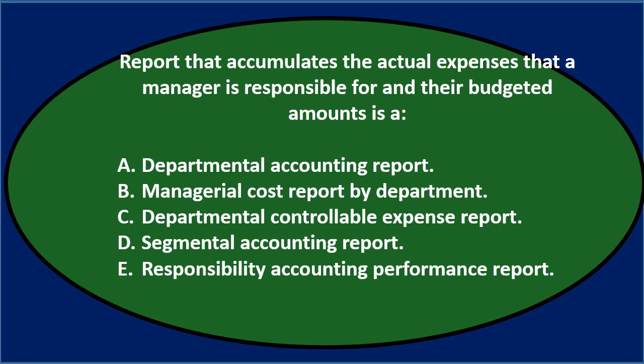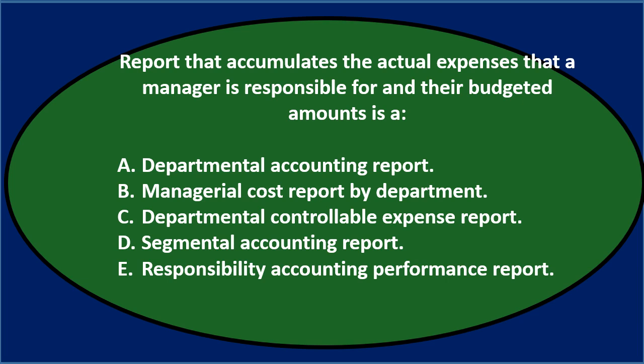First question: a report that accumulates the actual expenses that a manager is responsible for and their budgeted amounts is A, departmental accounting report, B, managerial cost report by department, C, departmental controllable expense report, D, segmental accounting report, or E, responsibility accounting performance report. Let's go through this again using the process of elimination.